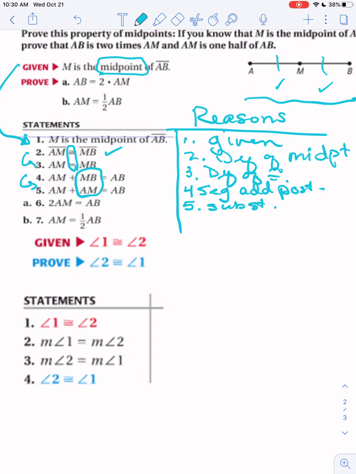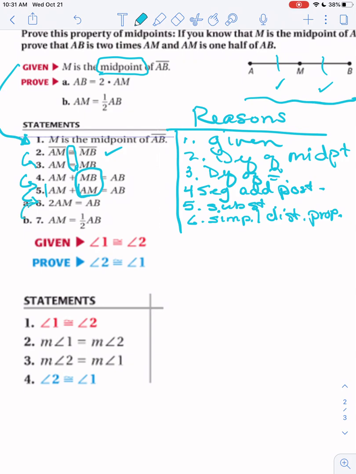From step 5 to step 6, it looks like they added 1 AM plus 1 AM and got 2 AM. And what they did is they combined like terms. We call that simplify, or you can call that distributive property. It's sort of the backwards distributive property, but it's not the addition property. Addition property says you add something to both sides of an equation. We didn't do that, we just combined like terms.